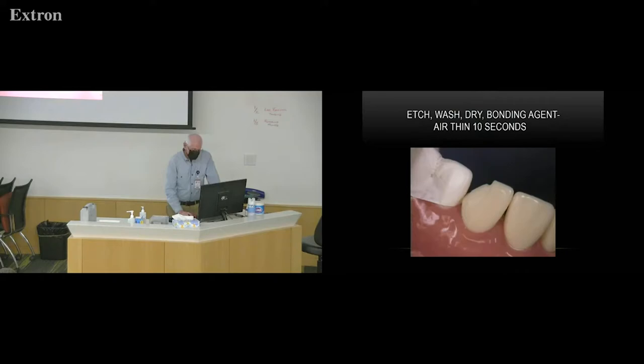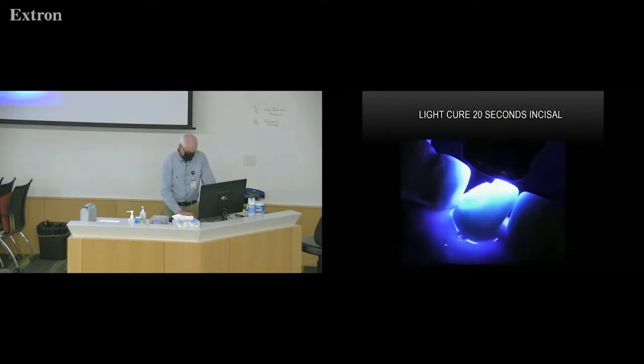And then we etch, wash, dry, apply our bonding agent for 10 seconds. And the only thing I'm really showing here is applying the bonding agent. We've already etched and washed. And then you air thin that for 10 seconds, because the bonding agent I'm using here is not as viscous as what we're using these days. So we didn't have to air thin it. But bonding agents now are very viscous and we need to air thin them out. And then we light cure it for 20 seconds.